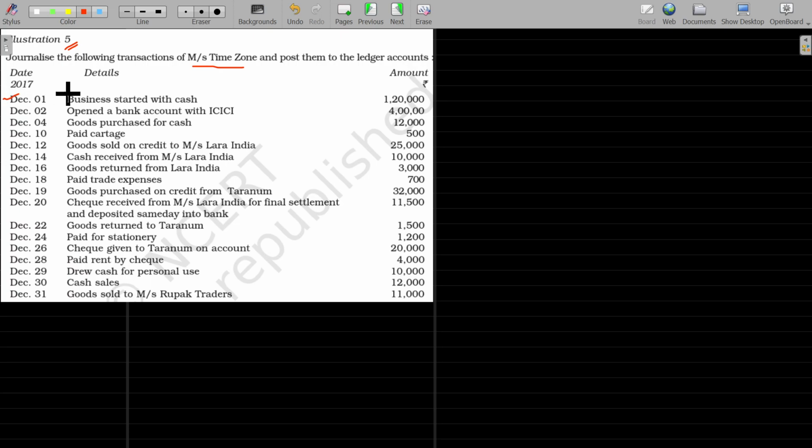On 1st December, business started with cash. The journal entry will be cash account debit to capital. The value being 1,20,000.